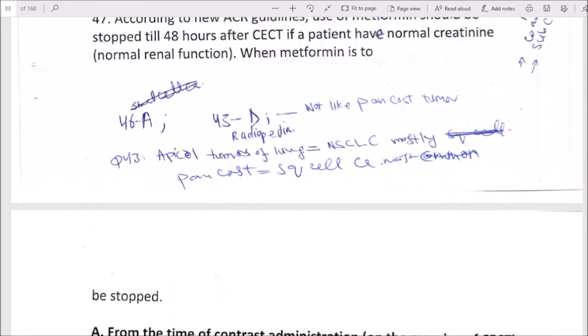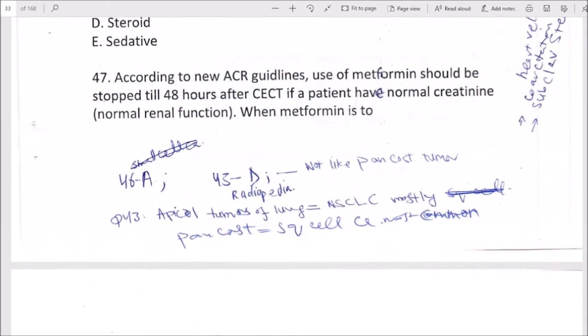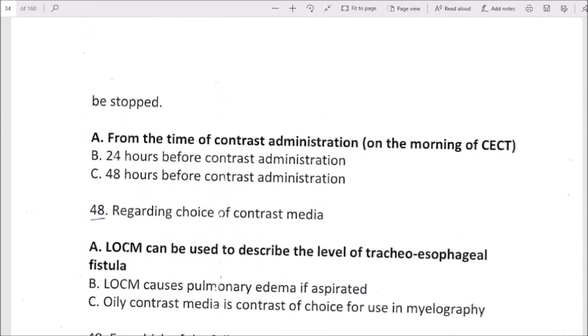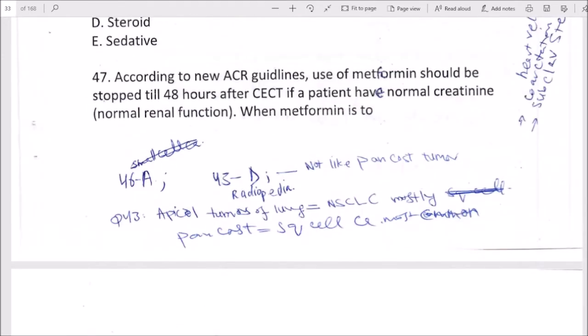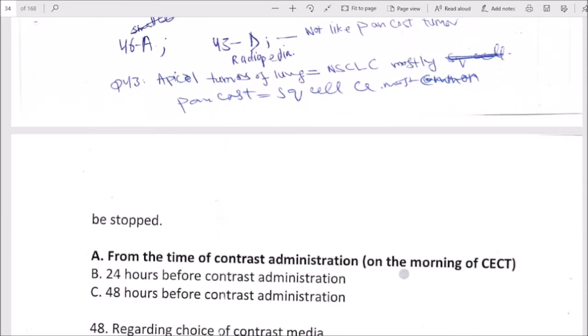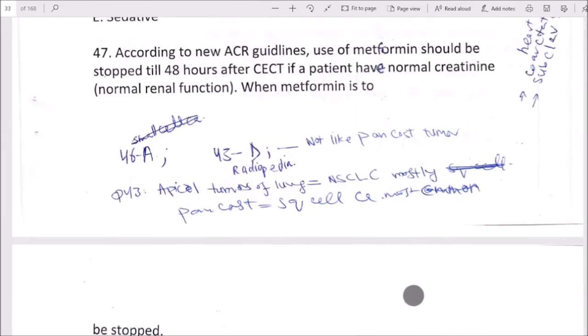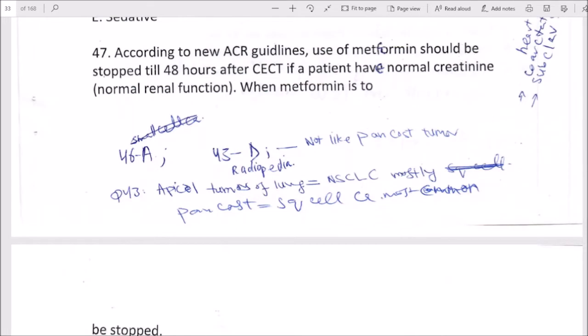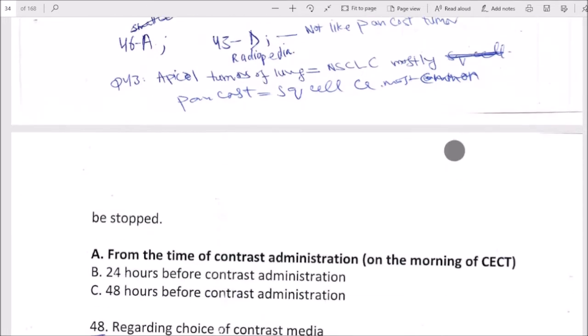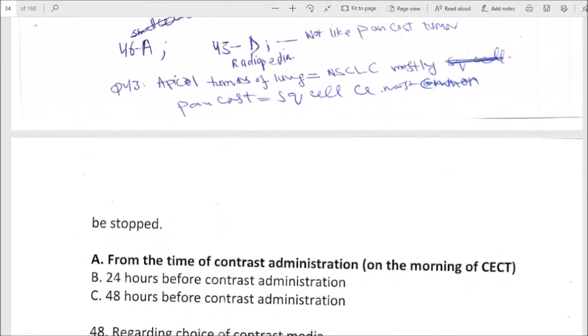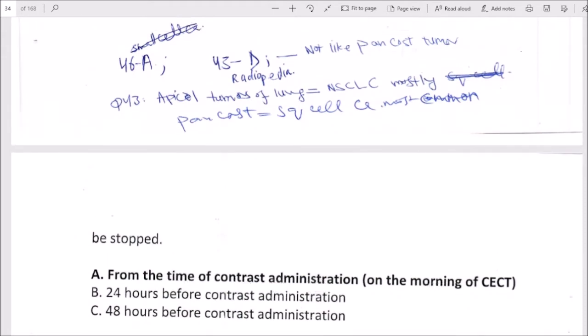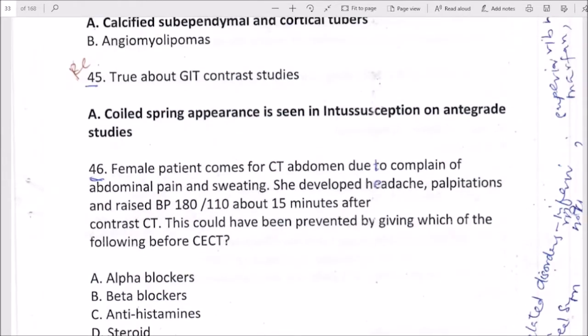Okay, remember that when a patient is planning CT contrast and is on metformin with normal creatinine, then metformin should be stopped from the time of contrast administration on the morning of CT. And in abnormal creatinine or renal failure, it should be stopped 48 hours before administration of contrast and started 48 hours after CT. But when the MCQ comes, with a patient on metformin and normal renal function, metformin is to be stopped from the time of contrast administration on the morning of CT. This is written over here on the side.